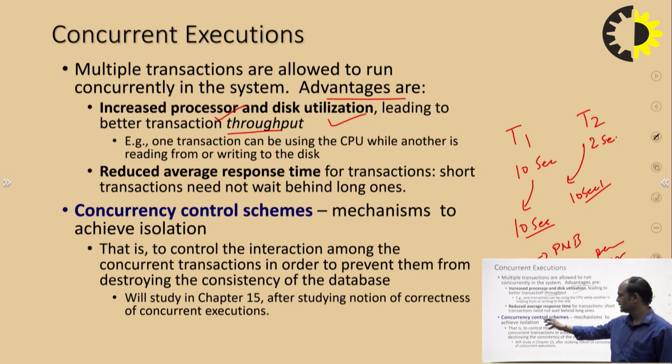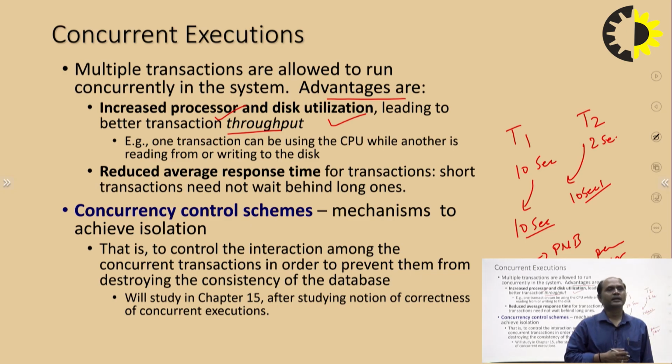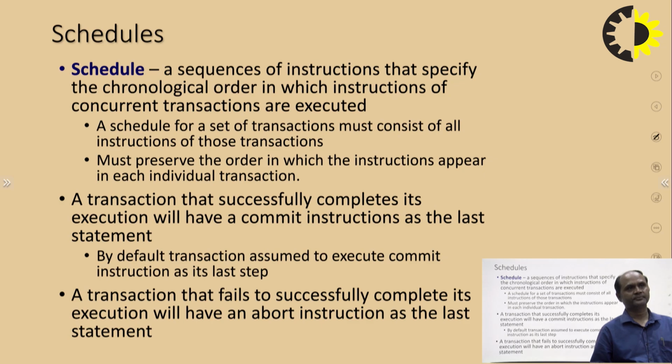So it is called a concurrency control scheme. We can use a concurrency control mechanism to achieve isolation. We can manage all the requests in isolation and fix a particular order to prevent destroying the consistency of a database. So what is a concurrency control scheme? It is the mechanism to achieve isolation. That means to control the interaction among the concurrent executions in order to prevent them from destroying the consistency of a database. We can use some algorithms in a particular way.